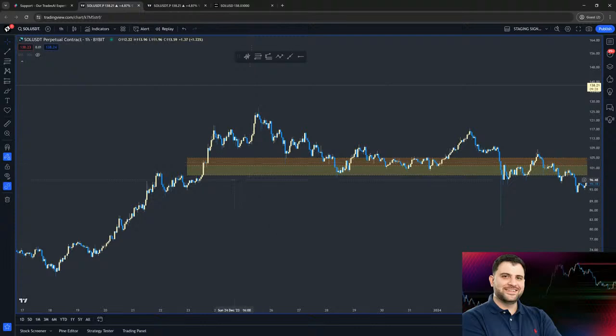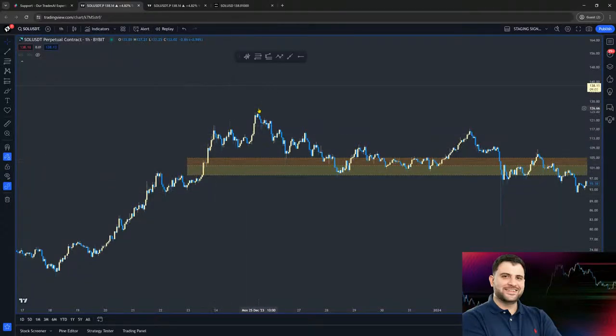Okay, so this is what we call the discount and the premium. In some other curriculums, like ICT or SMC, some of them call it PD, premium discount. But in a nutshell, this is what it is. You have two points. The midpoint is the equilibrium, 50%. This zone is the discount, and this zone is the premium. The same works for the drop, for a price move from here to here.